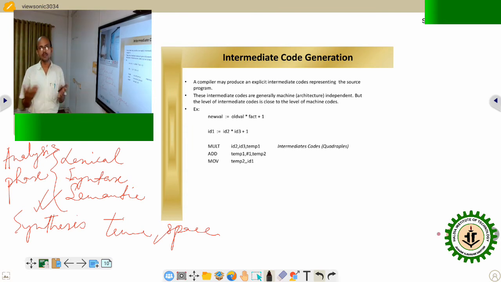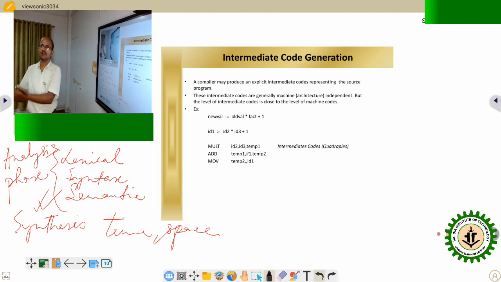Any executable codes and library modules will be linked, and then it will be loaded by the loader or linker, and then the code will be executed. So a compiler produces an explicit intermediate code representing the source program. Generally that target intermediate code will be machine independent, so that your target program could be run on any system. That is why it should be independent.